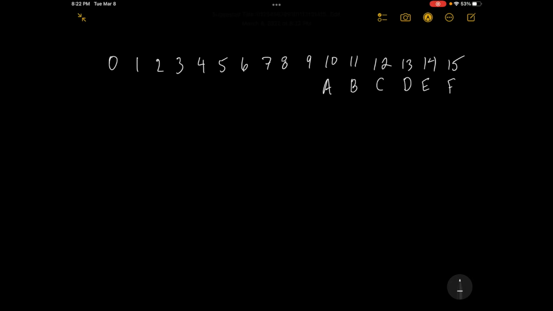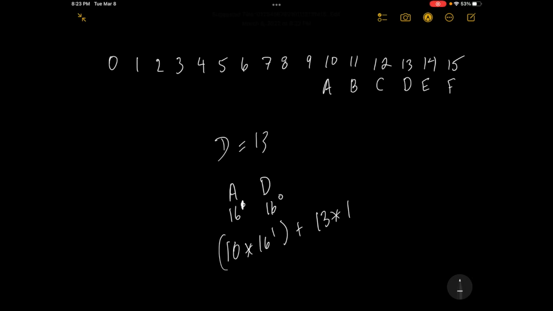So for example, if we have D in hexadecimal, in decimal that's equal to 13. If we have AD, going back to our bases, 16 to the power of 0 has got to be a 1 right there. A is 10, so that's 10 times 16 to the power of 1, and D is 13, so that's 13 times 16 to the power of 0. That's 160 plus 13 equals 173.